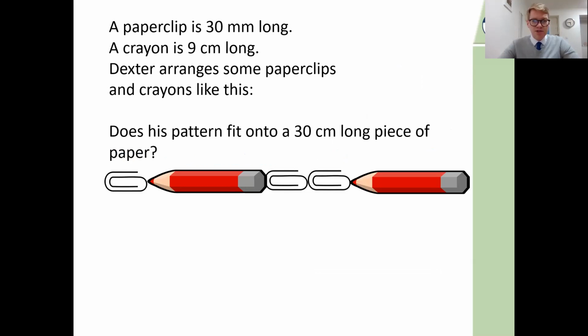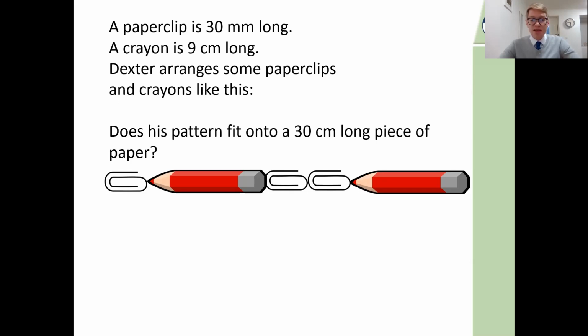So he's got a paperclip that's 30 millimeters. He's got a crayon that's 9 centimeters. He's got 2 more paper clips that are 30 millimeters each, and then another crayon which is 9 centimeters. Now our big question is this: does his pattern fit onto a 30 centimeter long piece of paper?